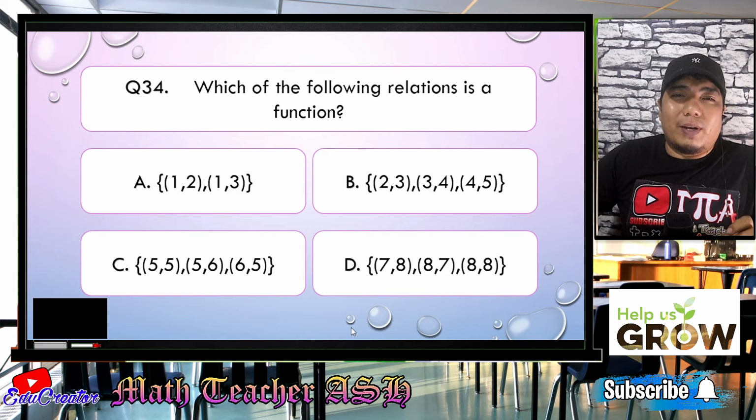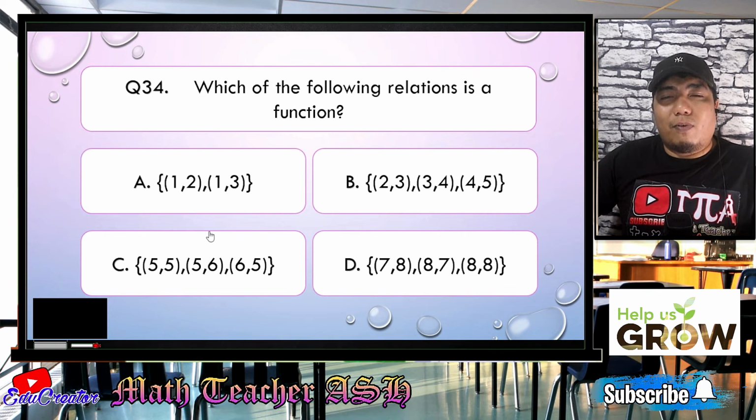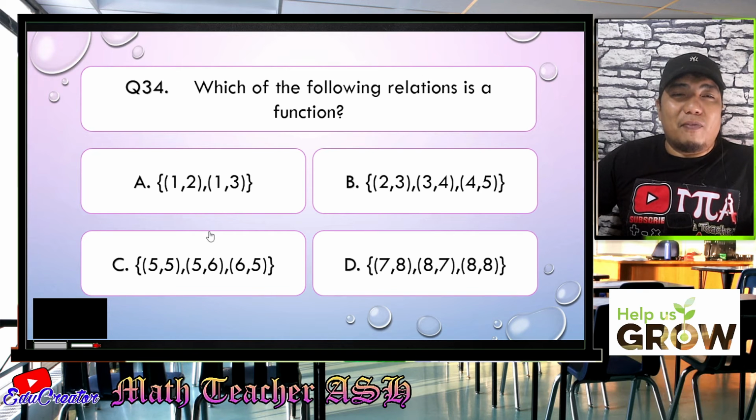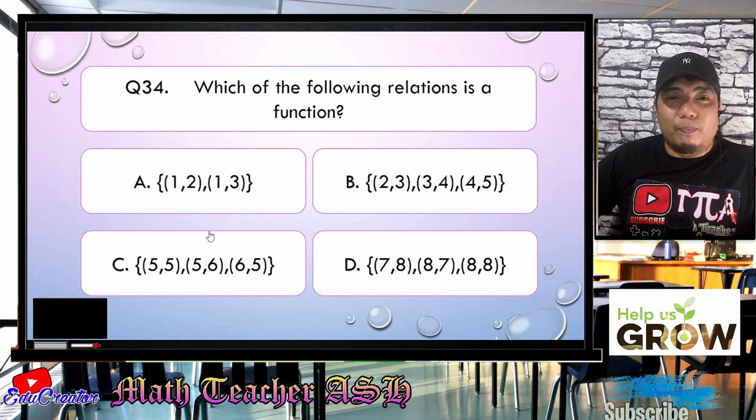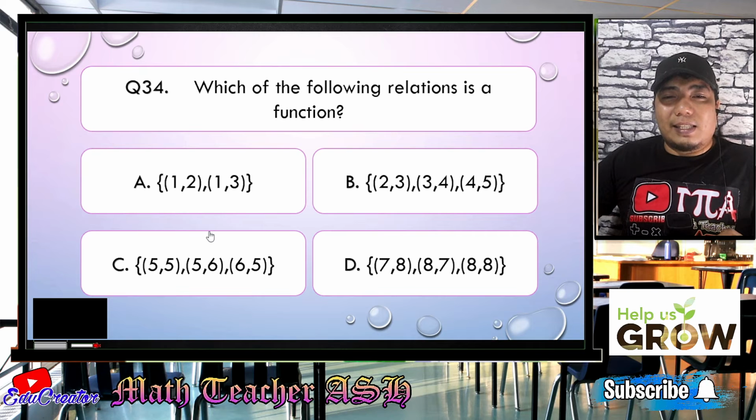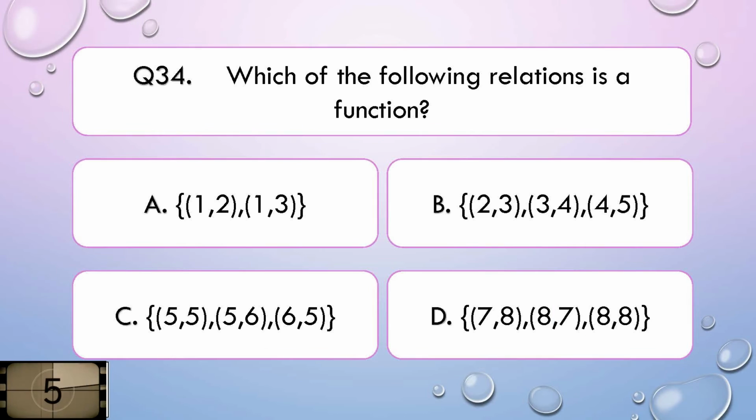Which of the following relations is a function? Is it A, (1, 2), (1, 3), B, (2, 3), (3, 4), (4, 5), C, (5, 5), (5, 6), (6, 5), or letter D, (7, 8), (8, 7), (8, 8)? I'll give you 5 seconds to think about your answer.